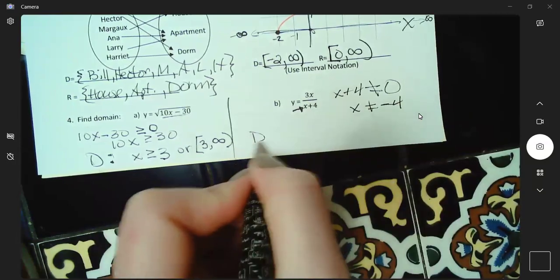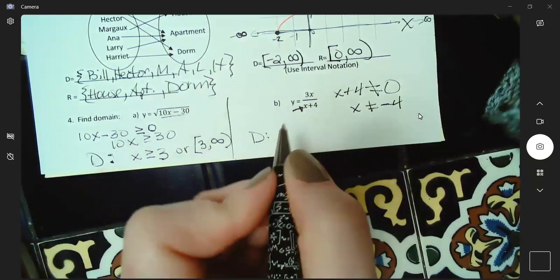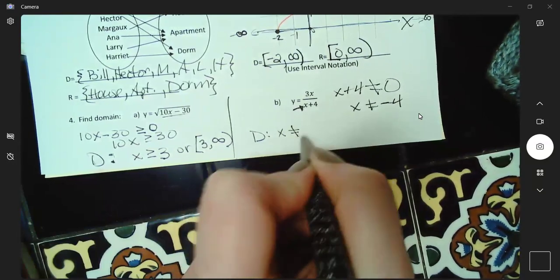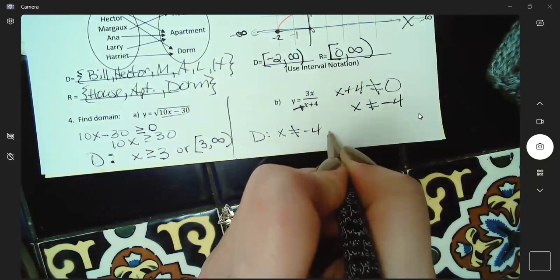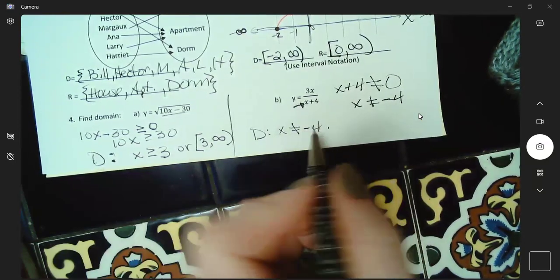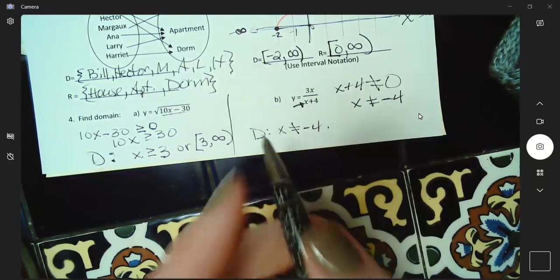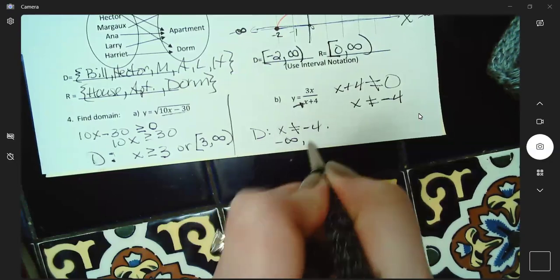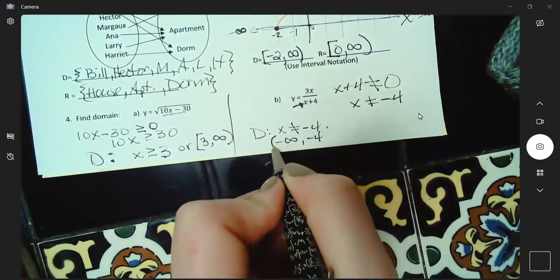So the domain on this one, the easy way to say it is just like I have it written here with an inequality. It just says x not equal to -4. If you do it in interval notation, it's kind of crazy because you have to build intervals for everything on both sides of -4. So like everything from -infinity up to -4.